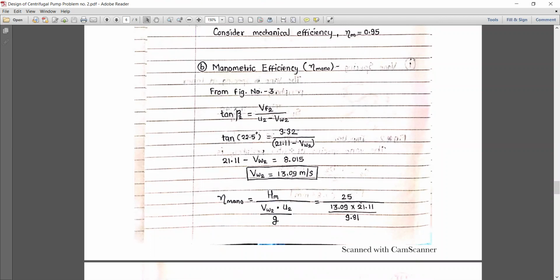tan beta 2 is equal to Vf2 divided by (U2 minus Vw2). So we don't know the value of whirling velocity at outlet. So that whirling velocity needs to be calculated to calculate the manometric head and manometric efficiency. By using this equation, you can calculate the Vw2. So initially, putting all the values, what you get, Vw2 is equal to 13.09 meter per second.